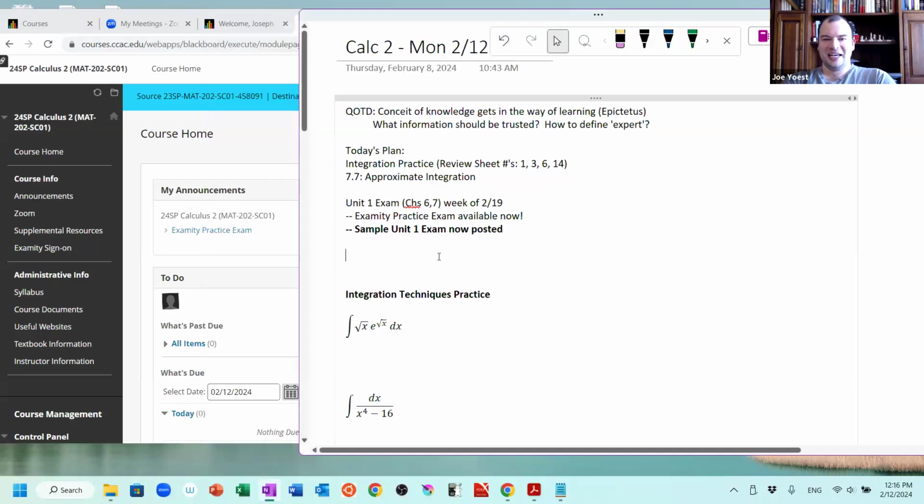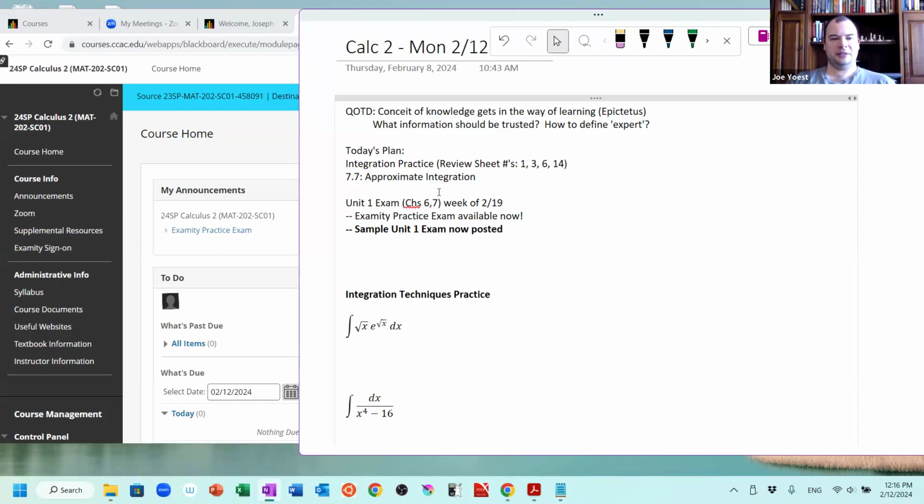There we go. Okay, so the plan for today is to first go through a couple of integration practice problems and then start on the topic of approximate integration. I'll have supplements posted in the next day or so on the partial fractions integration technique and on approximate integration.